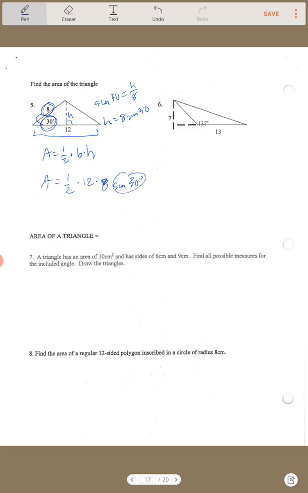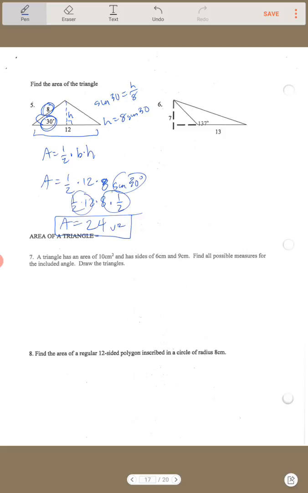Sine of 30, we know that. We don't need a calculator for this. That's half. So half times 8 times 12 times half. Well, that gives us 6. That gives us 4. So this is going to be an area of 24 units squared. Okay. All right, let's go on to the next problem.